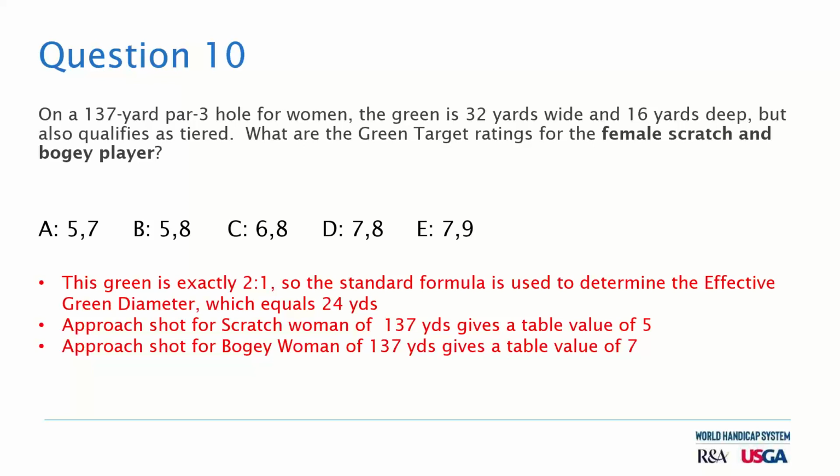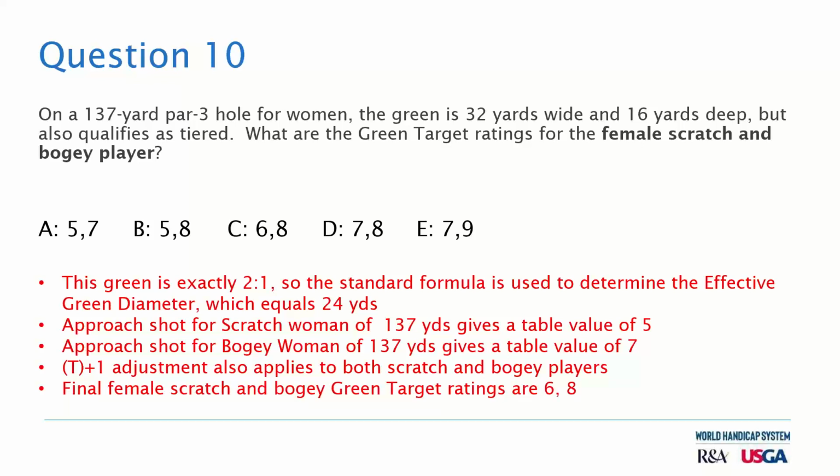Now we've got to look at whether or not adjustments qualify for this hole, right? Do any adjustments qualify for this hole? Well, we see that we do have that tier that's in the adjustments there, that the tier adjustment also applies to both the scratch and bogey players. Now, as some of you know who have been rating for a while, on green surface the tiers don't apply to both, but we'll certainly get to that later on. But under green target, tiers are applied to both the scratch and bogey players. So they both qualify. So those 5s and 7s become 6s and 8s. So our final values for scratch and bogey are 6 and 8, so letter C, after adjustments are taken into account.